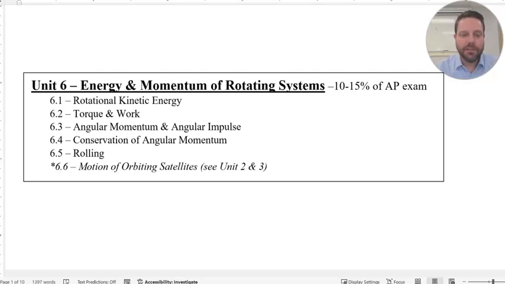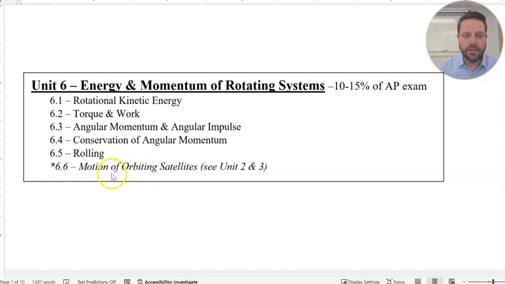Welcome to our review of Unit 6 for AP Physics C. The sections we're going to look at are rotational kinetic energy, torque with respect to work being done, angular momentum and angular impulse. We're going to look at conservation of angular momentum, and we're going to look at rolling motion.